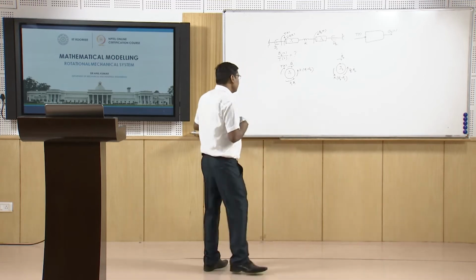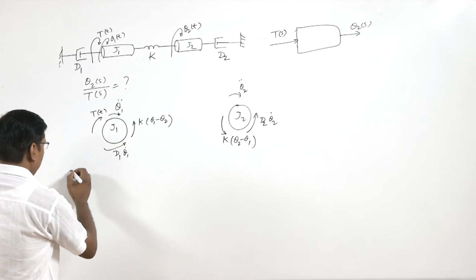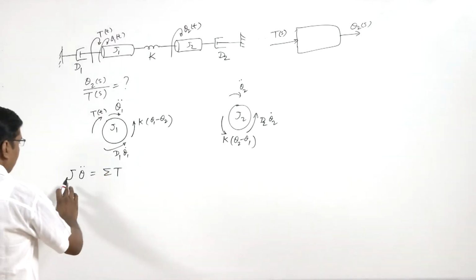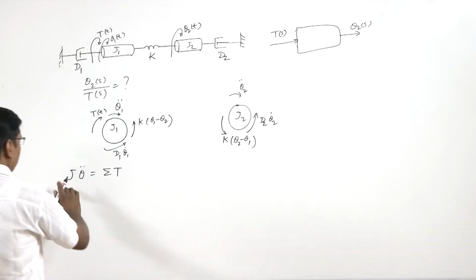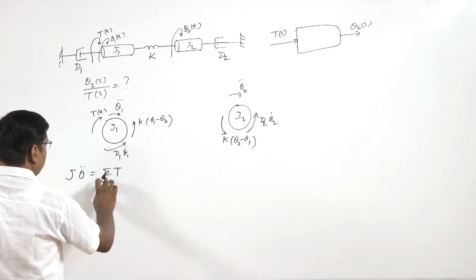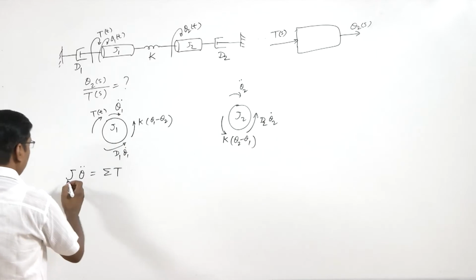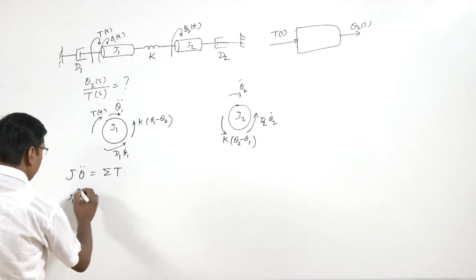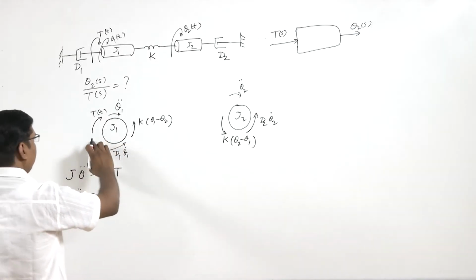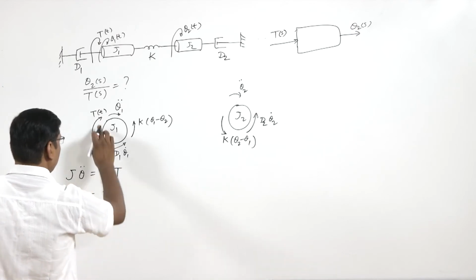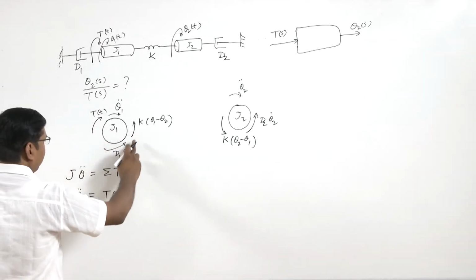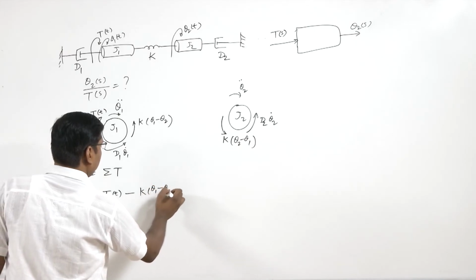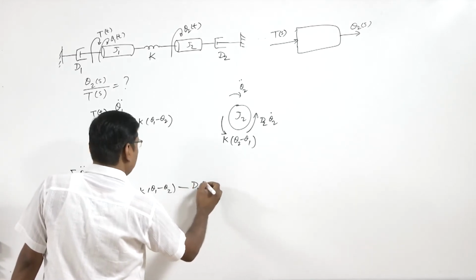Now we will apply Newton's law, which will be J theta double dot equal to the summation of torque. J is the moment of inertia and theta double dot is the angular acceleration. This is equal to the summation of the torques. So for the first inertia J1, we will have J1 theta 1 double dot equal to the torques: the external torque T, which is the input, then the torque due to the spring, minus k times theta 1 minus theta 2, and minus d1 theta 1 dot.